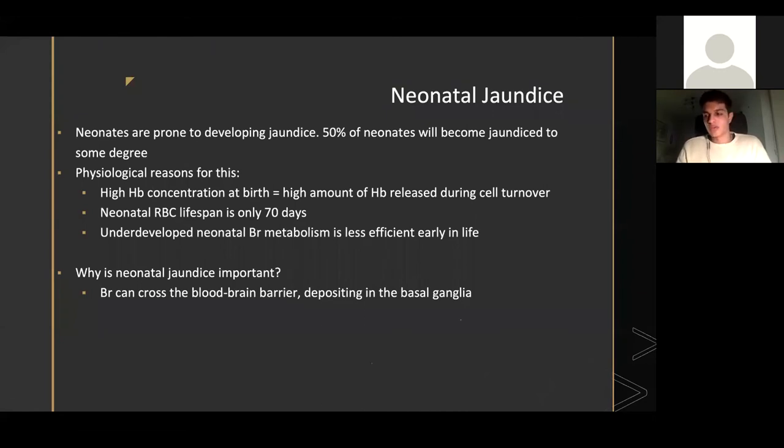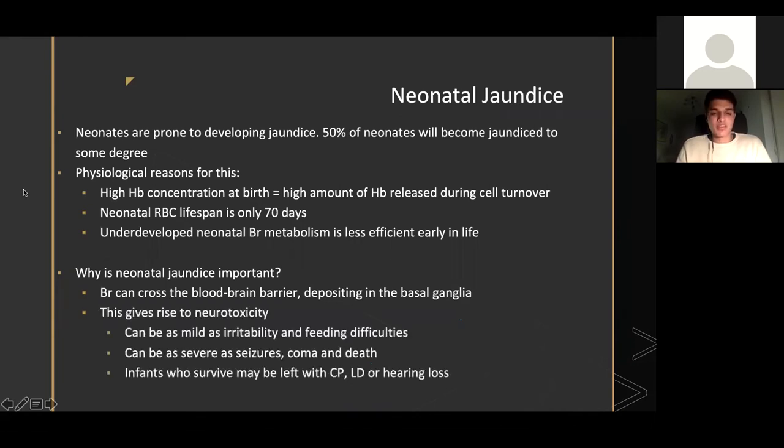Basal ganglia, for those of you who read about Parkinson's in second year, will know that it's all about fine control, and it's a very important part of development. This can become neurotoxic if it's not noticed early. You can get irritability or feeding difficulties, and it can be a spectrum all the way up to seizures, coma, death.